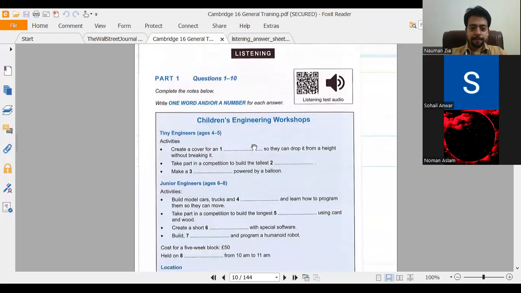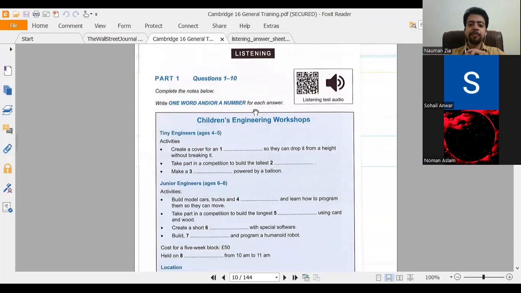Now let's have a look. Okay, from where will we get the audio recording? In the real test, obviously they will provide you the headphones, and via headphones, you will listen to the audio. While practicing, for example, this is my book, this Cambridge 16 book, right? Page 10, listening test 1.